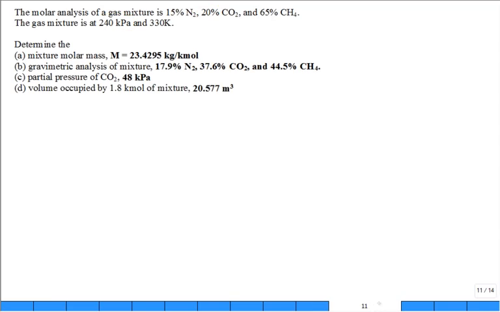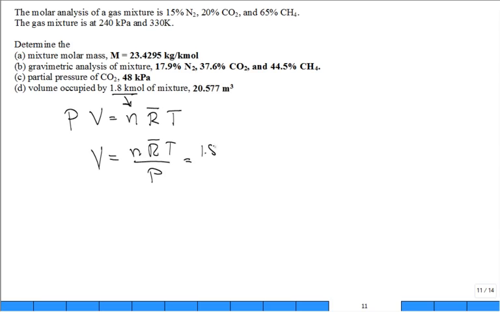Next question. What is the volume occupied by 1.8 kilomoles of that mixture? How would you do that one? Just use the ideal gas equation. I have the total pressure of the mixture. I have the volume of the mixture, that's what I'm asked to calculate. I have the number of moles of the mixture. That was given, isn't it? 1.8 kilomoles. And then I could put R bar there and then the absolute temperature. So V is equal to N R bar T divided by P.